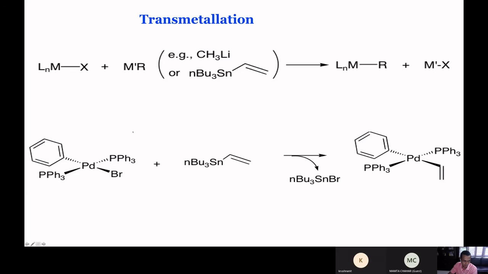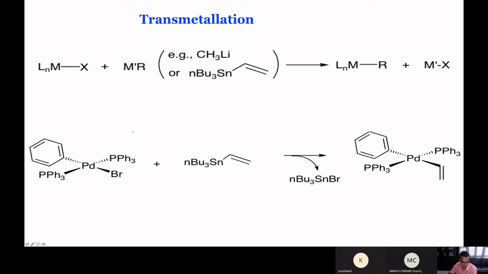You have a ligand or many ligands, different ligands or the same ligand, it doesn't matter: ligand L_n, metal, X. All these are ligands L_n, these three are ligands L_n, metal X, MR. This whole thing is MR. This is R. This whole thing we are abbreviating as metal M with substituent. It could be ligand metal R. So these ligands, metal, and R group.